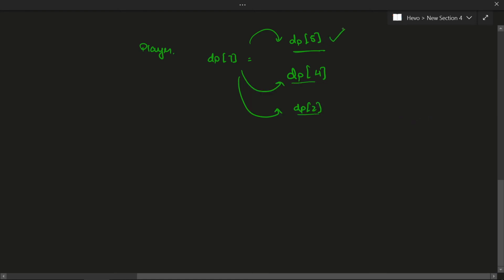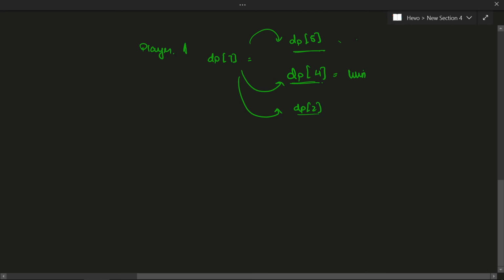And if player one loses in DP5, and he goes to the DP4 state, and he becomes like, yes, I can definitely win this game here. So if he's winning here, then he can definitely win the overall game. I hope you're getting what I mean to say.